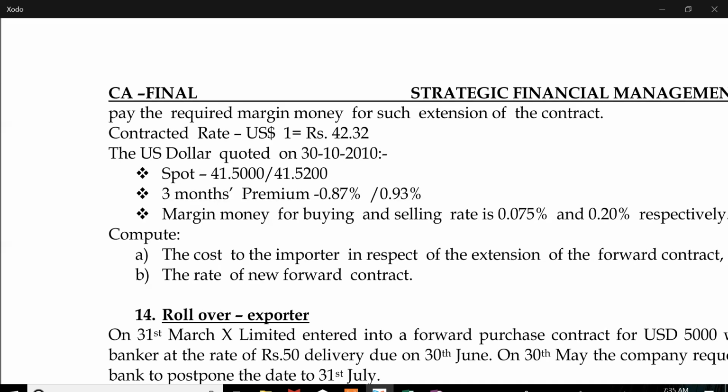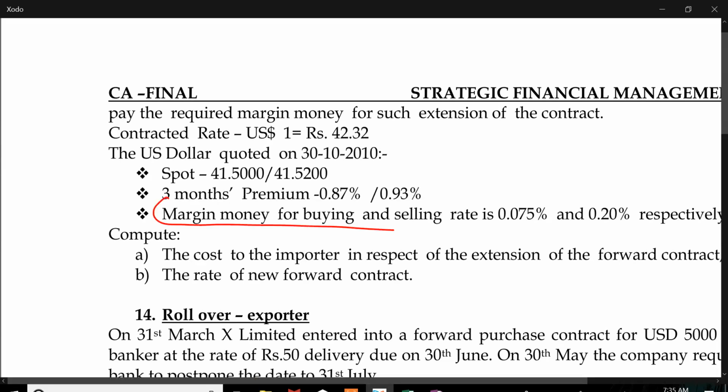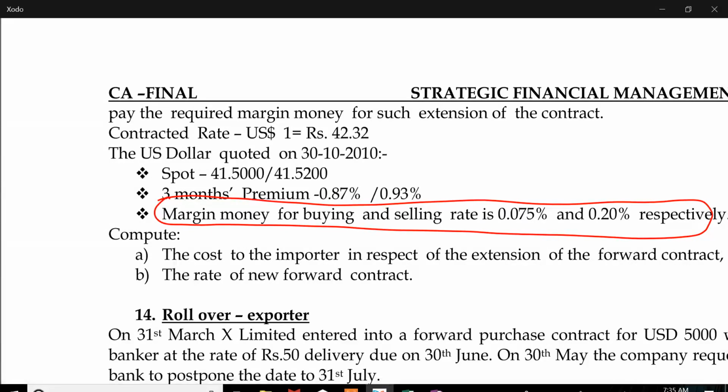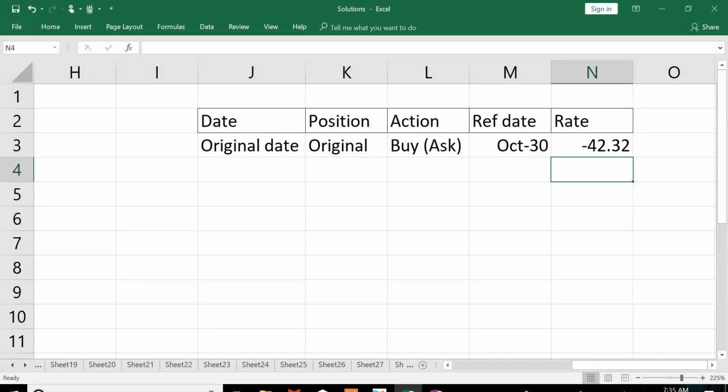I assume this 42.32 is after all of this. This is an extra margin, extra profit for the banker. This will be added to the ask rate and subtracted from the bid rate. So this is an extra margin for the banker. Now 42.32 is the original rate agreed on. Then we come on which day? October 30.